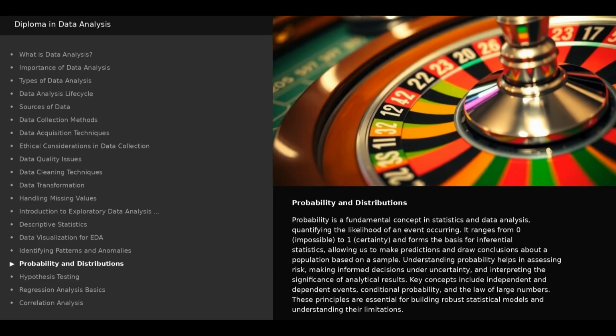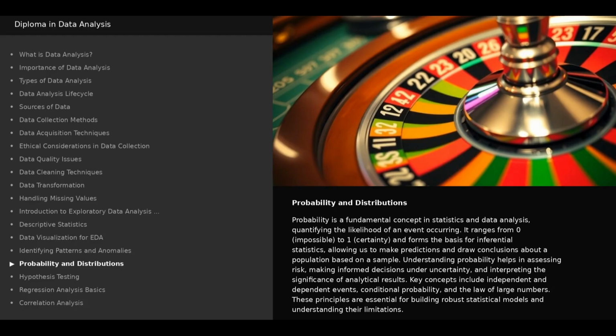Probability and distributions. Probability is a fundamental concept in statistics and data analysis, quantifying the likelihood of an event occurring. It ranges from 0, impossible, to 1, certainty, and forms the basis for inferential statistics, allowing us to make predictions and draw conclusions about a population based on a sample.